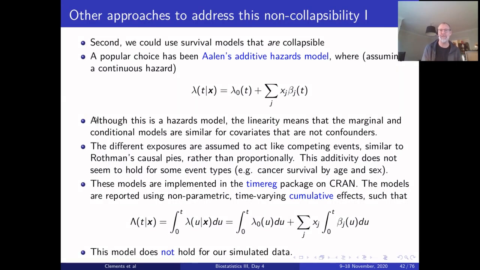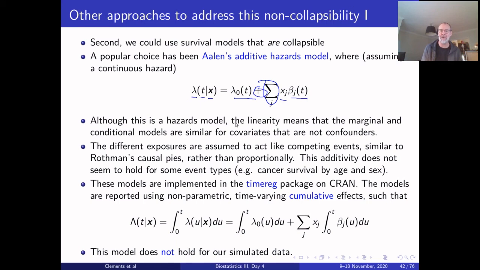So, other approaches to address non-collapsibility. What we could do is use several models which are collapsible. A popular choice has been Aalen's additive hazards model, where if we had a continuous hazard, the hazard at time t given covariates x is equal to some baseline hazard plus covariate effects, and it's an addition here and here. These are all additions, so they're sums of the covariates times time-dependent effects beta j. So this actually is a time-varying effect.